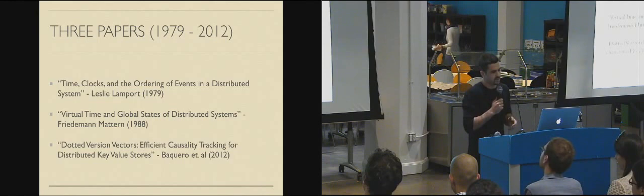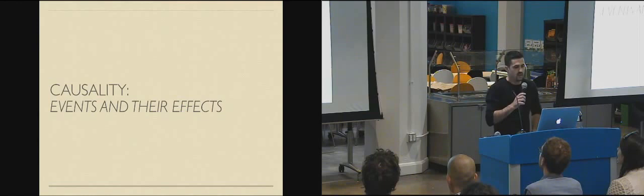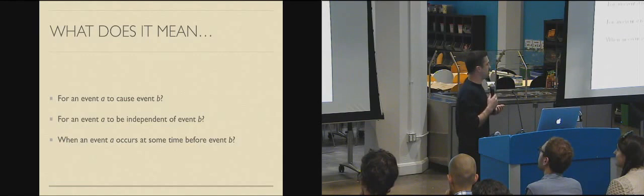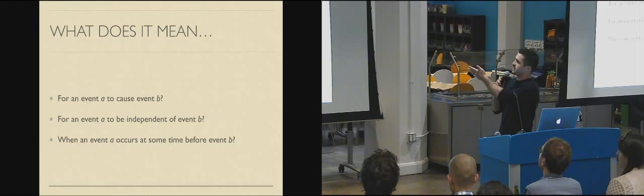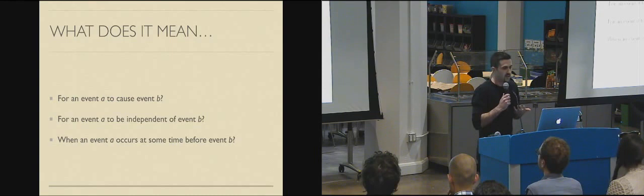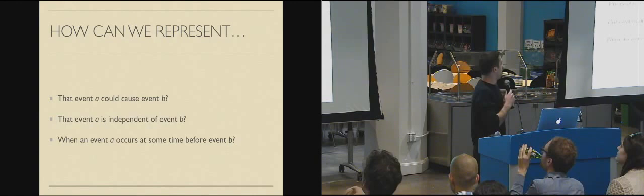So the first topic I'm going to talk about is causality. Causality is the study of events in a system. It's a really abstract term, and the effects that these events have on each other. So what does that mean? Throughout this talk, I'll be talking about events with arbitrary labels. In this case, I'm talking about event A and event B. I might call them something different, but usually it's going to be A and B. And we're talking about what it means for these events to cause each other, or to be unrelated, and then how that tracks back to our notion of time. In order to talk about these things, we need the concepts, but we also need some formal way to represent them and talk about them.